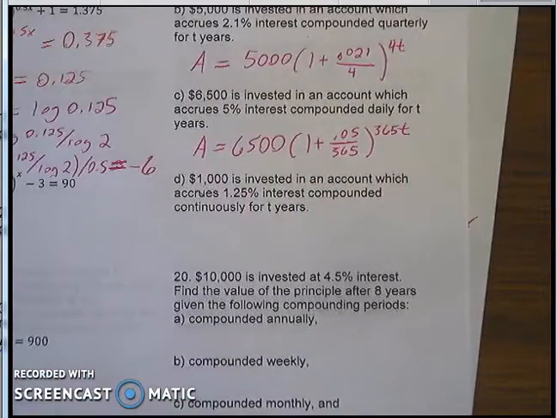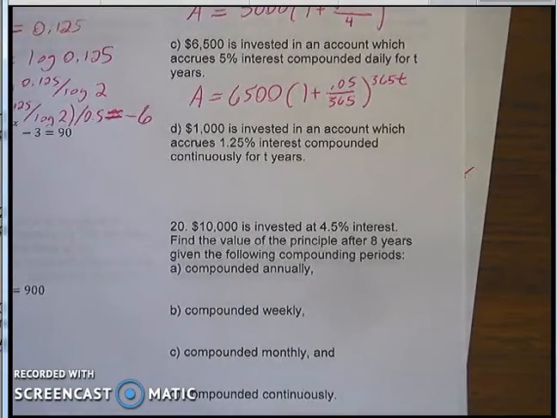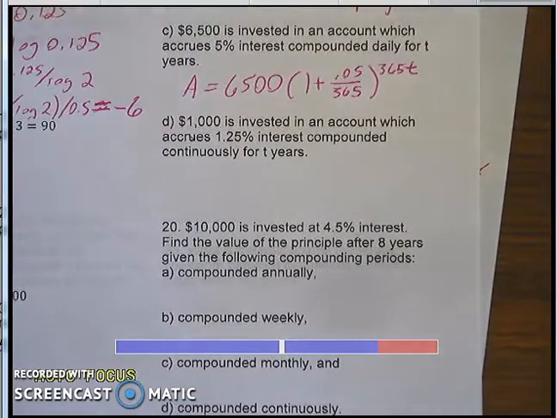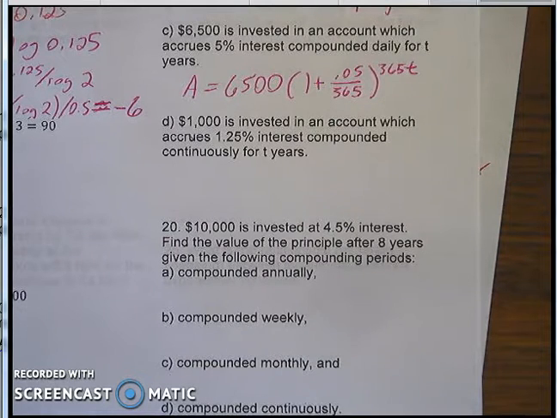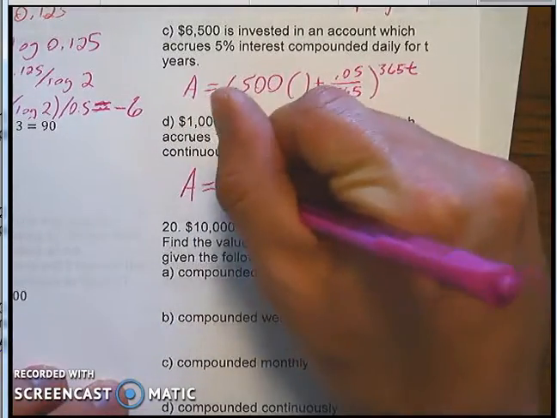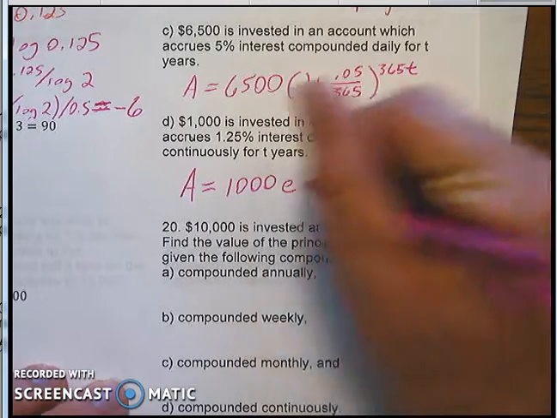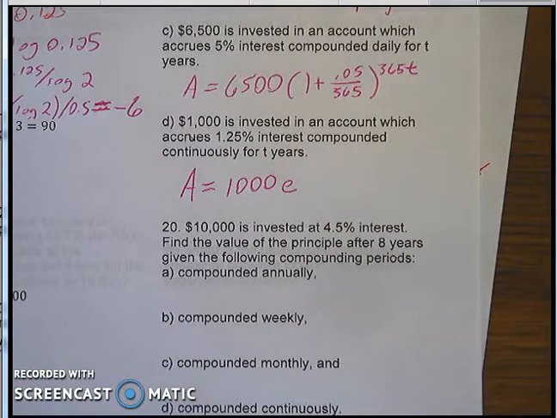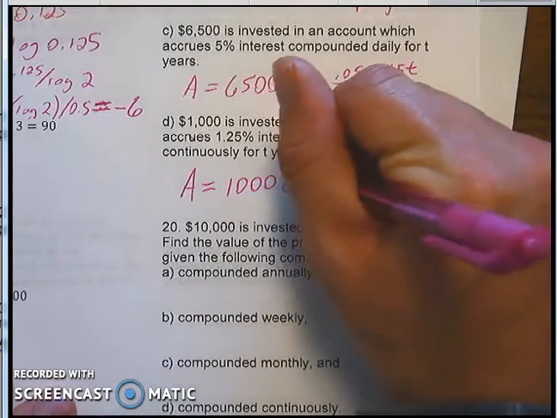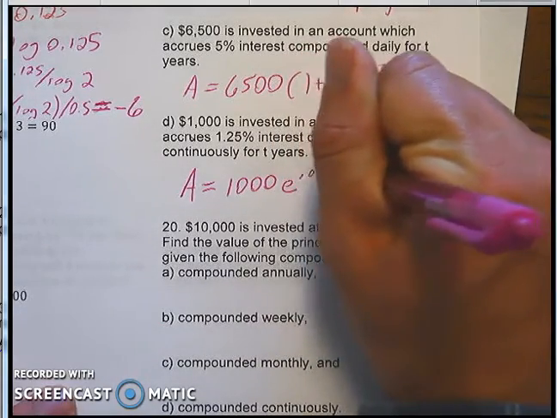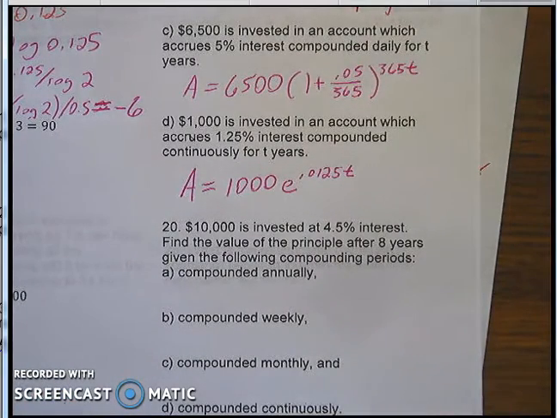Write the equations. Letter D, last one we're going to talk about, is $1,000 invested in an account which accrues 1.25% interest compounded continuously. So remember, compounded continuously is a slightly different equation. P times e to the rt power. So A equals the amount we start with, that 1,000, times e, which stands for about 2.718, da-da-da-da-da. There's a special button on your calculator for that, second natural log, to the power of 0.0125 times t. And that's all of 19.